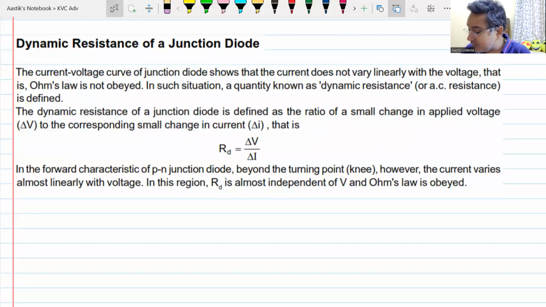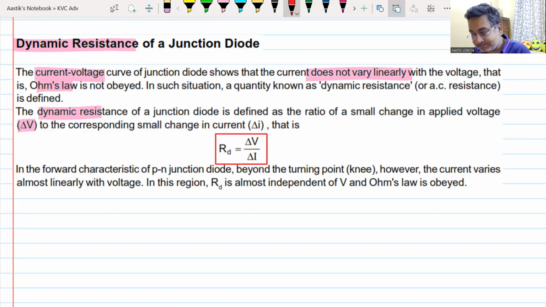Then we move ahead into a topic which I think we had discussed when we were discussing Ohm's law, something known as the dynamic resistance. The current voltage graph is not a straight line and it does not follow Ohm's law. Therefore, we can define the resistance which is known as the dynamic resistance. Small change in voltage divided by the small change in current. Do we understand this? Yes. This is known as the dynamic resistance of a junction diode.